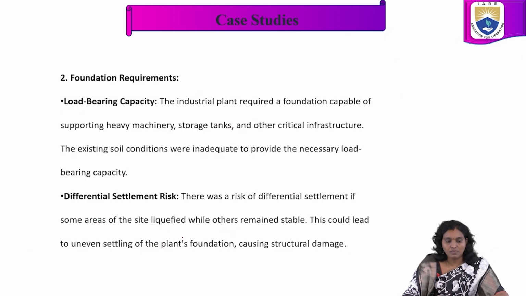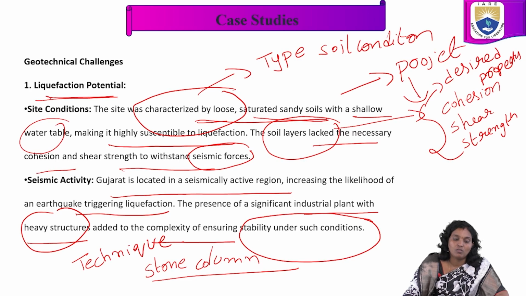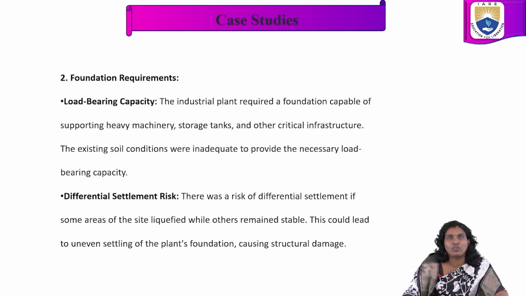Now, what are the foundation requirements? Load bearing capacity and settlement risk are the parameters we have to understand. Because the industrial plant is a heavy structure, and once the seismic waves attack, the soil conditions are going to change, the soil properties are going to change, and it is going to affect the structure itself. That's why we have to understand the load bearing capacity.